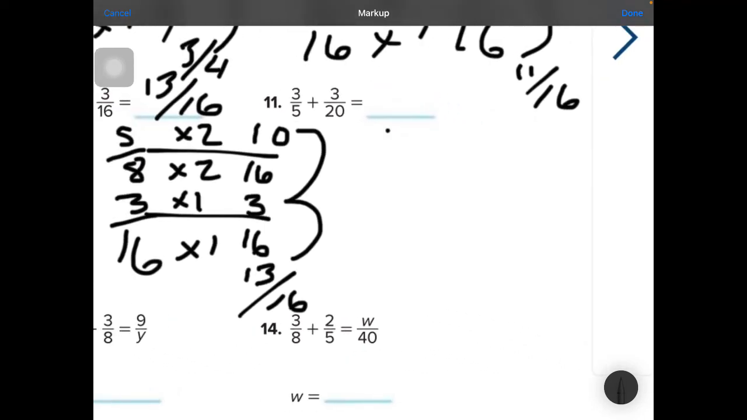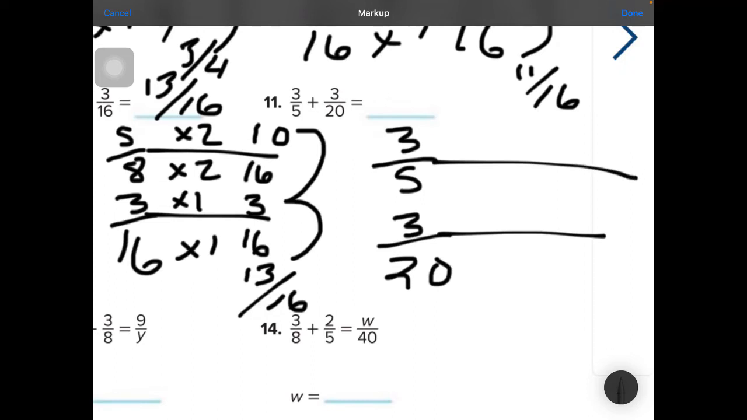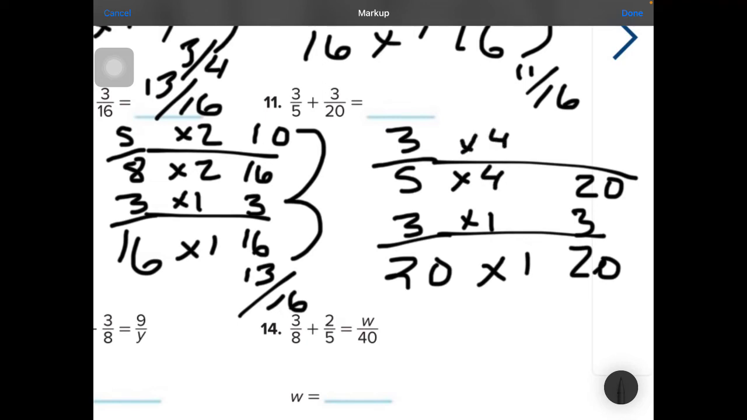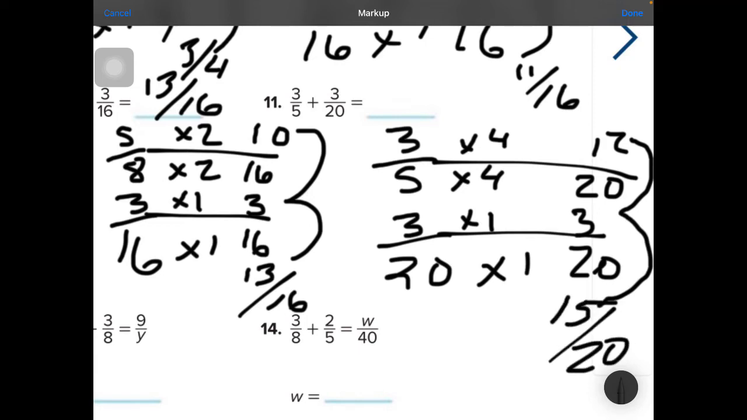Number 11, I have 3/5, and I'm going to add 3/20. Okay, looking at my times table chart, I can see that they both have a common factor of 20. 20 will go into 20 once, times 1. 5 will go into 20 4 times, my 4 up here. Add 12 plus 3 is 15/20. 5 will go into that 3 times, and 5 will go into 20 4 times. Then my answer is going to be 3/4.